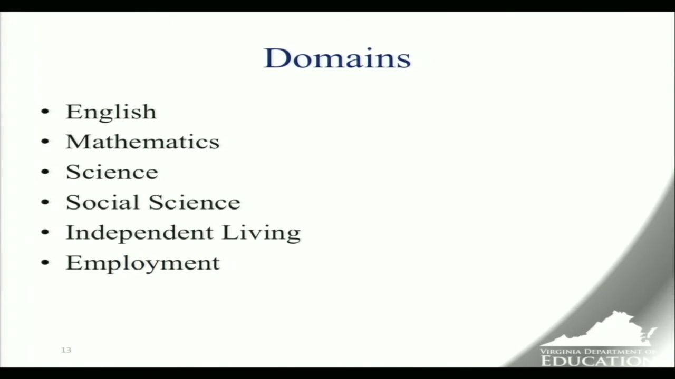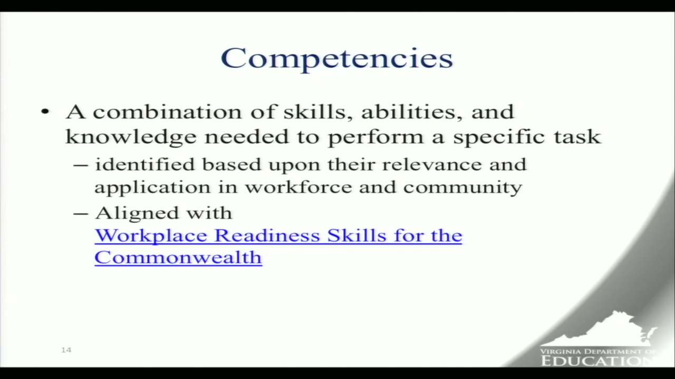The curriculum map is divided into 6 broad categories called domains. The 6 domains that are represented include English, mathematics, science, social science, independent living, and employment. Competencies define more specific focus areas within each domain. For example, competencies within the math domain include time, task and resource management, data sense, mathematical reasoning, geometric and spatial reasoning, measurement, money management, and ratios and proportions. Competencies are a combination of skills, abilities, and knowledge needed to perform specific tasks.